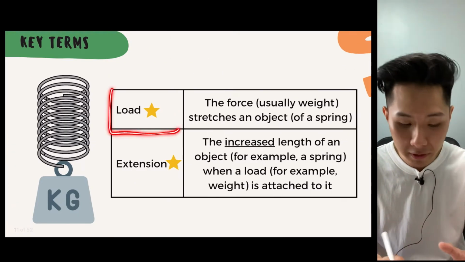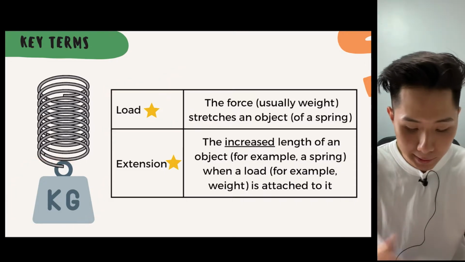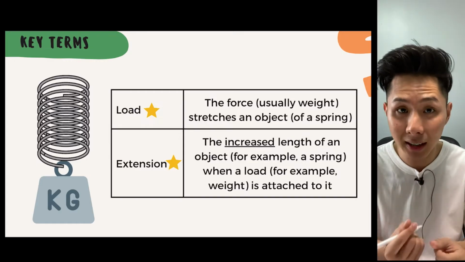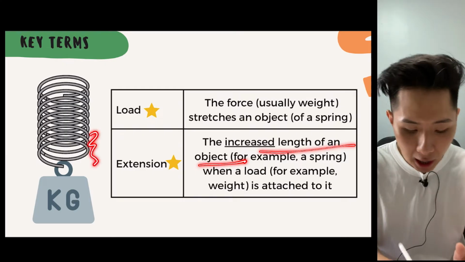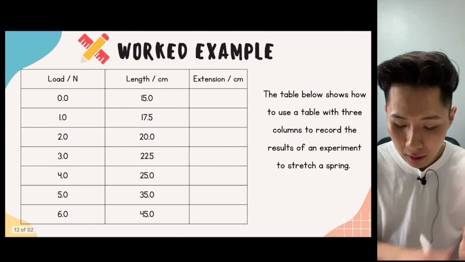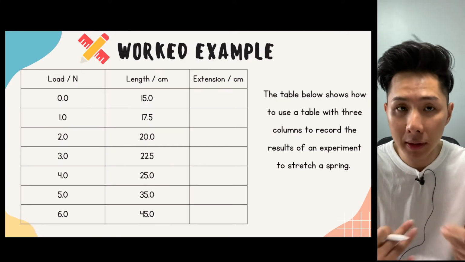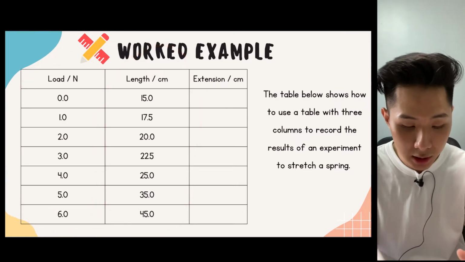Here are two different terms. First is the load, the amount you put on the spring, which represents the force that is acting on the spring. Whereas the extension is the increased length of an object. How much does it increase when a load is placed on it? So let's do a worked example to show you how this experiment could potentially create a conclusion.